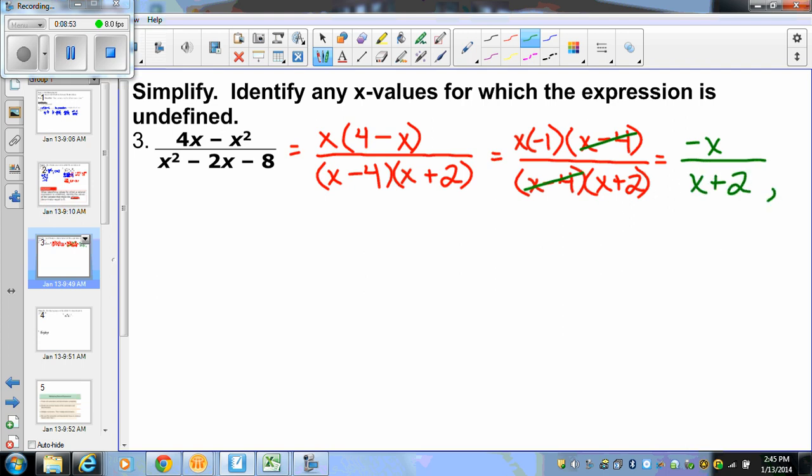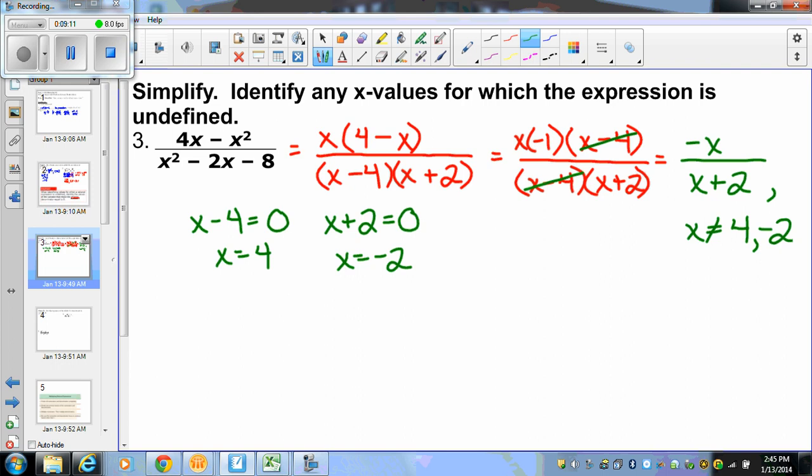And then don't forget to go find your domain restrictions. So that would be when the factors of the denominator are equal to 0. So x equals 4 and x equals -2. So your domain restrictions would be that x cannot equal +4 or -2.